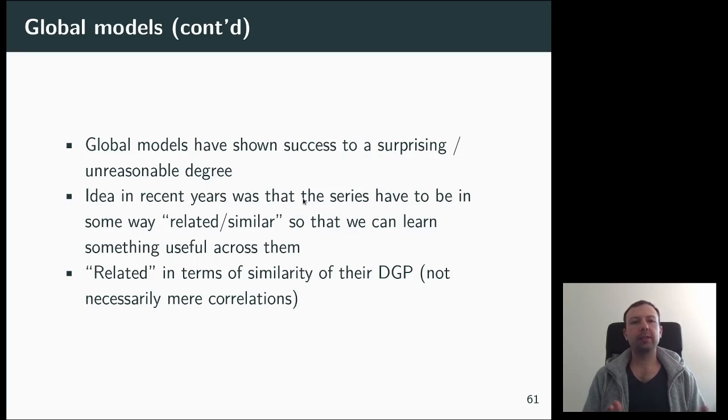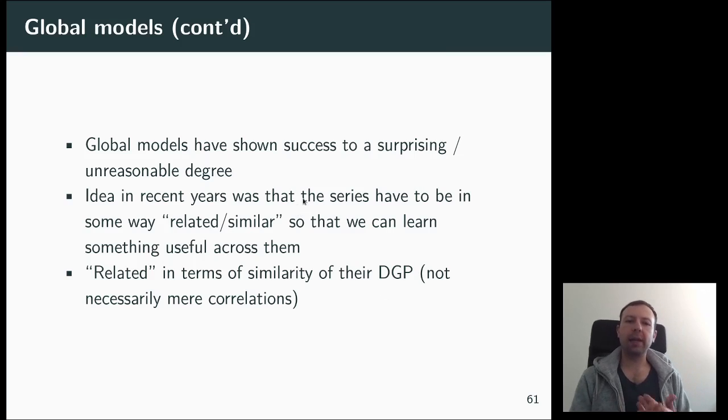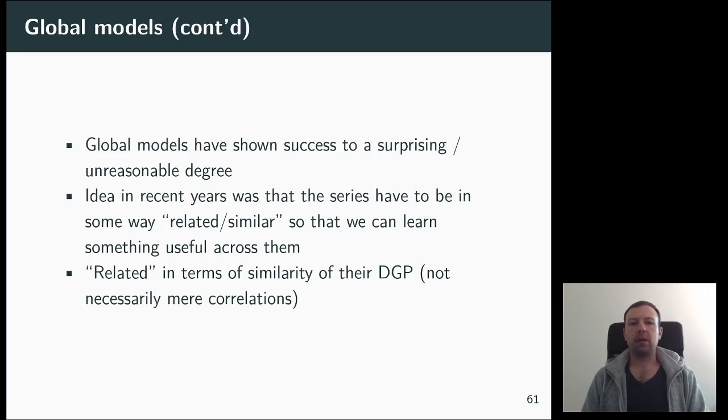Now, there was this big discussion in the forecasting field. What does related mean? And we now think that related should mean they are similar in terms of their data generating process. It certainly doesn't mean that they're just correlated or something like that.